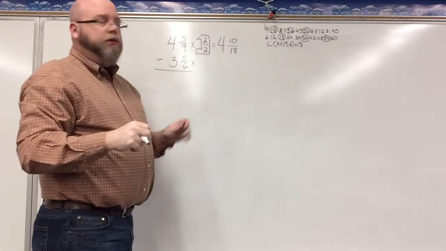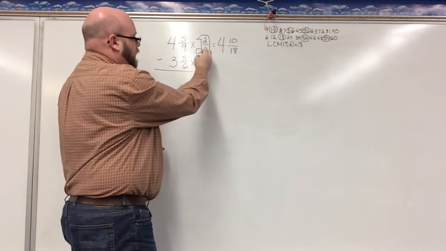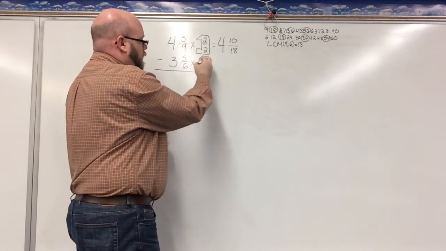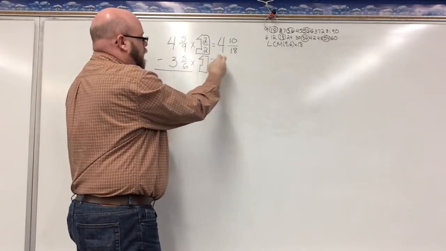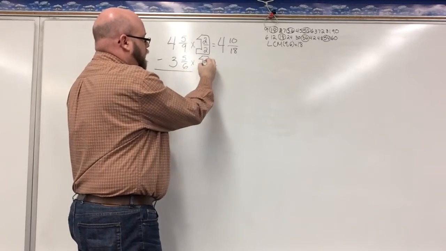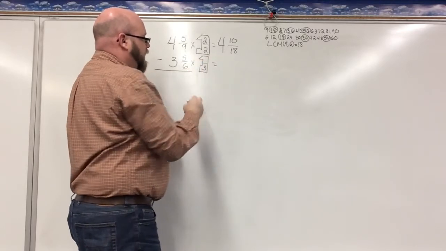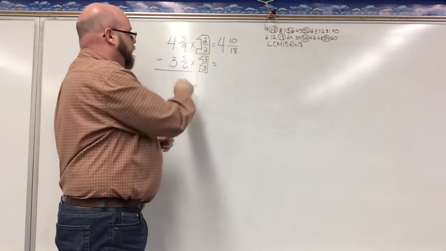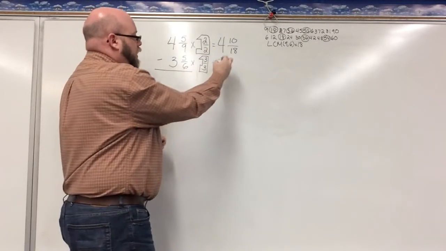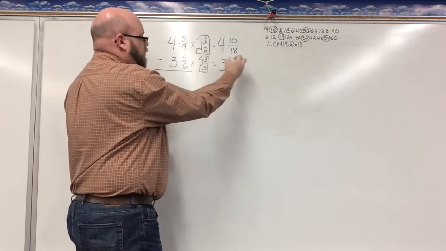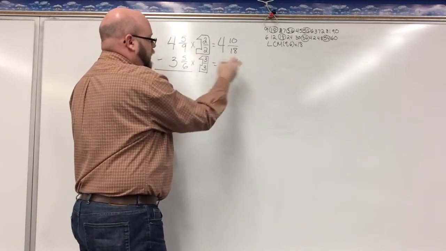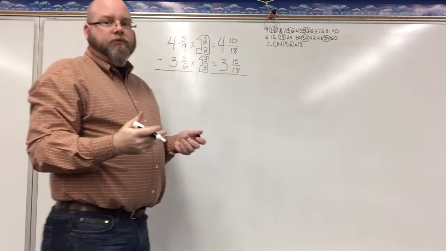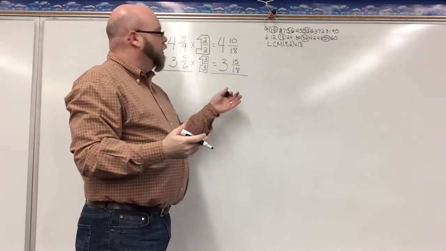I'm going to do the same thing with 3 and 5 sixths. Multiply it by a fraction equal to 1. Well, 6 times 3 is what gives me 18. So my fraction equal to 1 will be 3 over 3. 3 times the 1 is 3. 5 times 3 is 15. 6 times 3 is 18. And now I just subtract. Or do I?